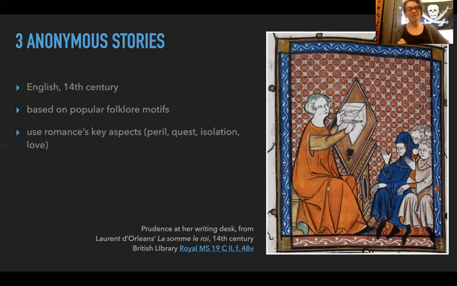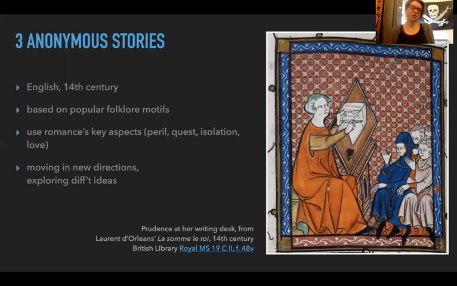These 3 stories take the key aspects of romance that we've been looking at all semester. Somebody's in peril, somebody goes on a quest, they usually have to go through a period of isolation, and of course, love. So these elements of romance that we've been used to, but they take those elements in really different directions and explore some radically different ideas by doing so. The love story in all of them actually ends up being kind of like a side quest, if you will. It's not the main focus of the story.